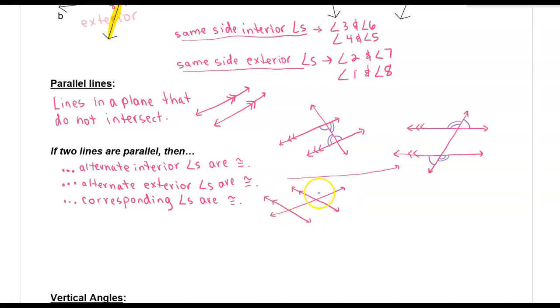There are several pairs of corresponding angles. There are 4 of them. Here's one pair that is congruent. Here is a second pair that are congruent. This one is congruent to this one, and then that one is congruent to that one.